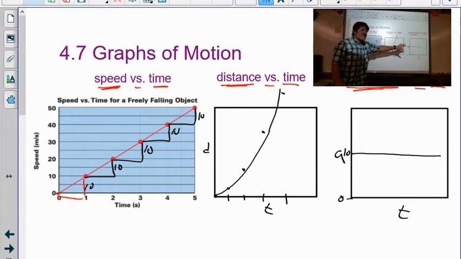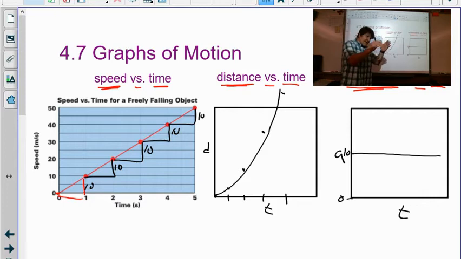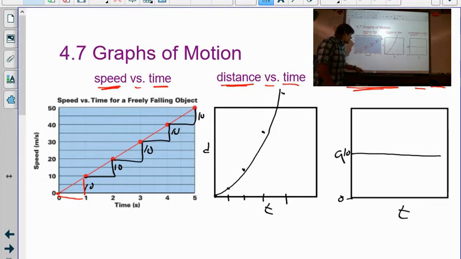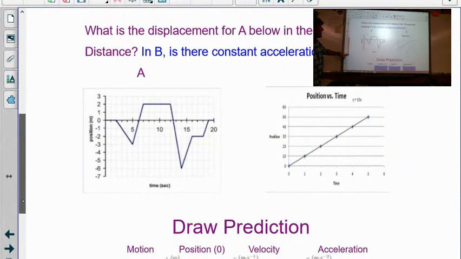So, three graphs, what does each one show? This one, again, is speed versus time. It's showing that speed is increasing at a constant rate. Another way of saying that is that it has uniform acceleration. That number stays the same, it's accelerating. And if it's accelerating, it's covering a greater and greater distance every unit of time. Okay, so I'm going to scroll down here.